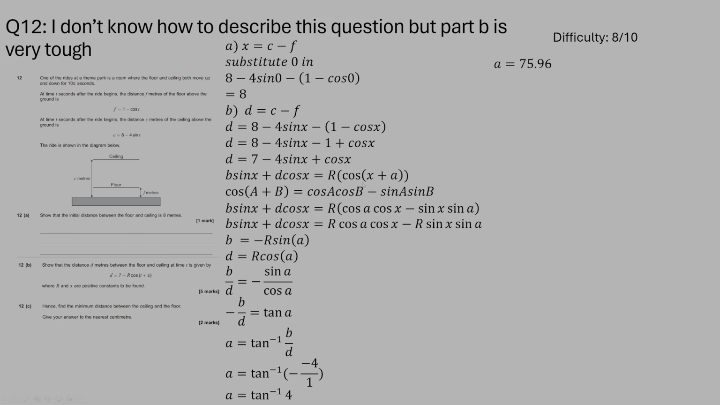So we have our a here, and now we need to find our r, which is a lot easier, because we know that tan of a equals negative b over d, as we see here.